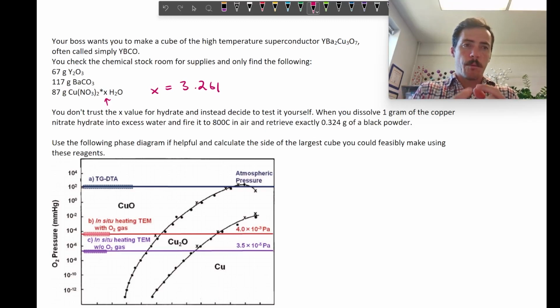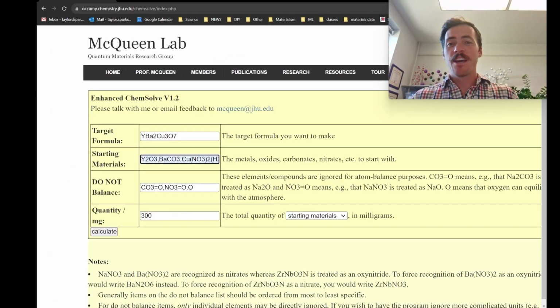Essentially, you take some known amount of hydrate, you fire it, you figure out what it produced, in this case copper oxide, you weigh that very carefully, and therefore you know how many moles of copper must have been in the nitrate, and you know how much you weighed in there, so you can actually extract out the molecular weight and therefore the amount of hydrate. So check out the video below. Anyway, so here's our starting materials.